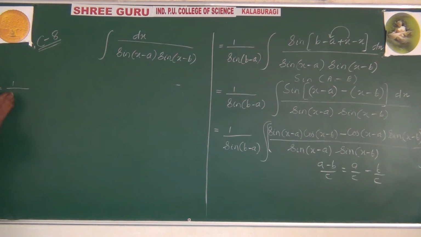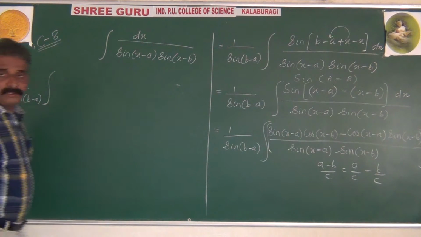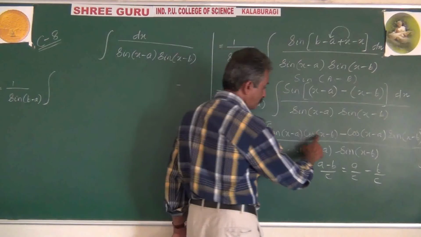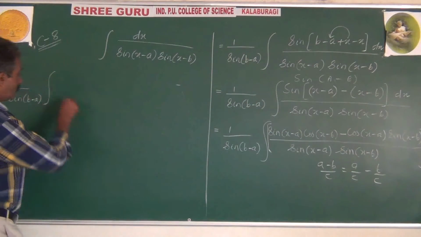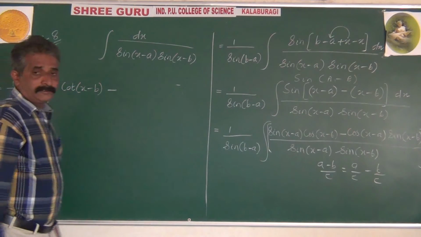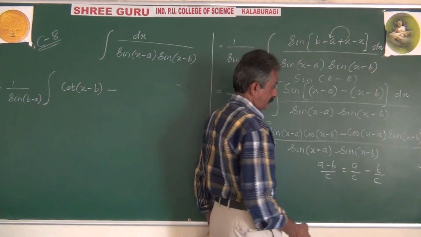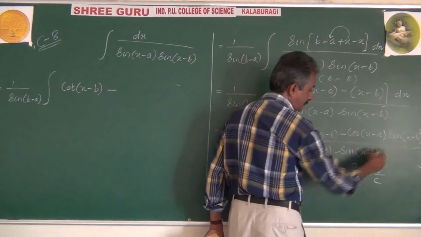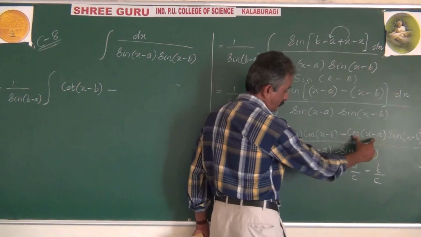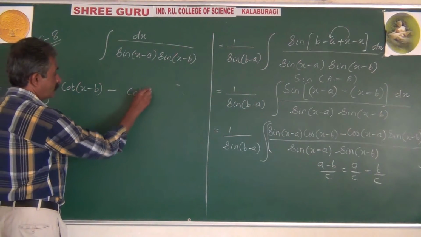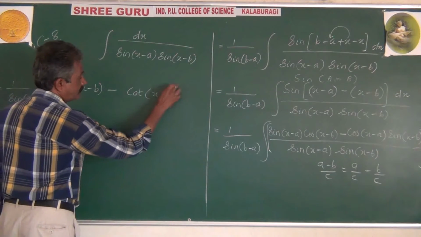That is equal to 1 by sin b minus a, integration. After the term separation, sin x minus a cancels. Cos x minus b by sin x minus b becomes cot x minus b. Similarly, in the second bifurcation, sin x minus b cancels out. Observe it, sin cancels out. Left is cos x minus a by sin x minus a, that is equal to cot x minus a. So cot x minus b minus cot x minus a dx.